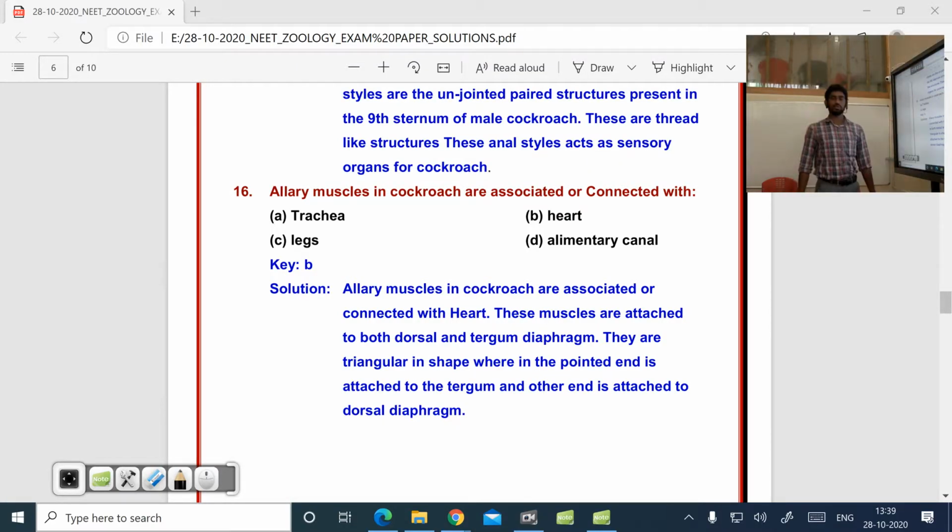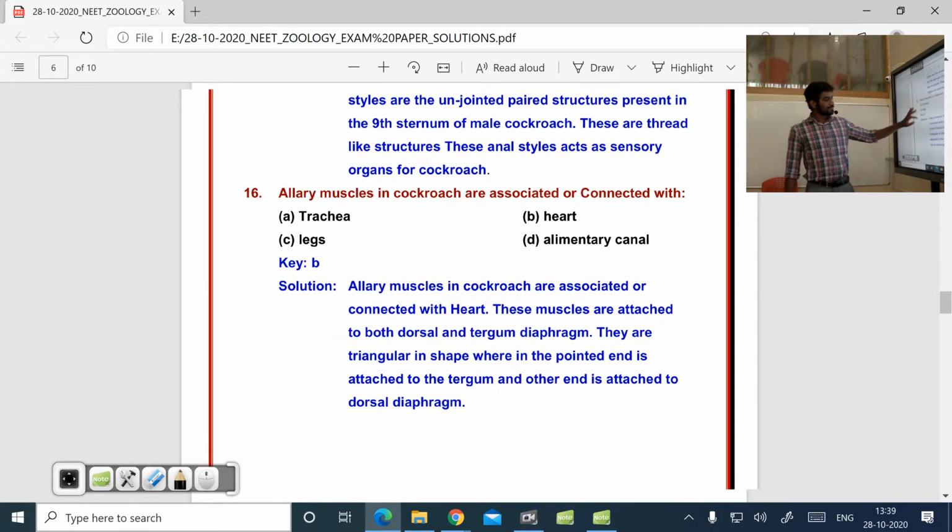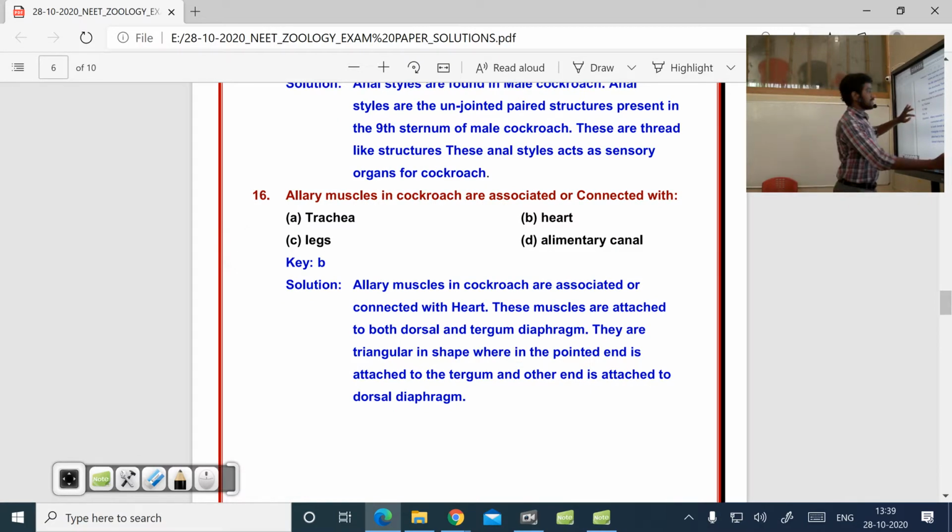So what can the alary muscles do? Alary muscles in cockroach are associated or connected with the heart. These muscles are attached to both the dorsal diaphragm and the tergum. They are triangular in shape, where the pointed end is attached to the tergum and the other end is attached to the dorsal diaphragm. Right, student? We discussed this in the earlier class. Next, the 16th question, the correct answer is B. Right, student? So the next one.